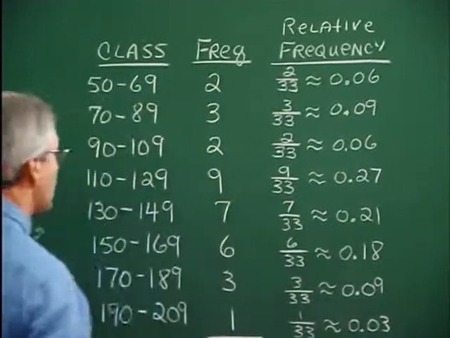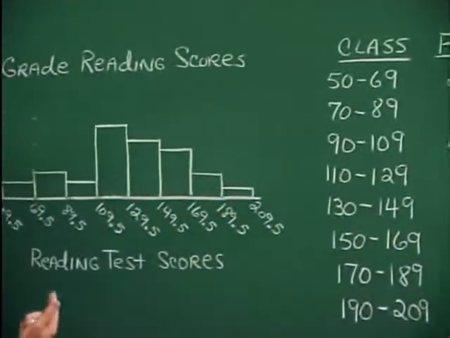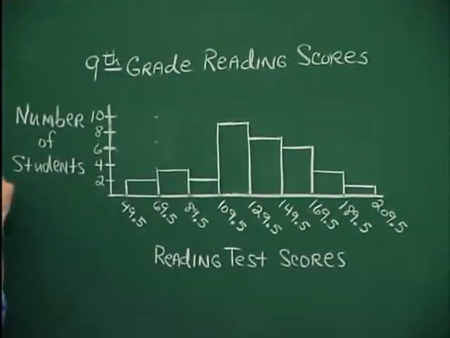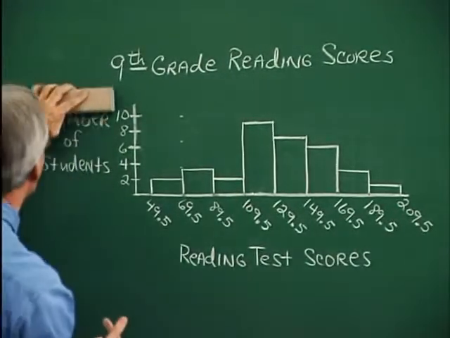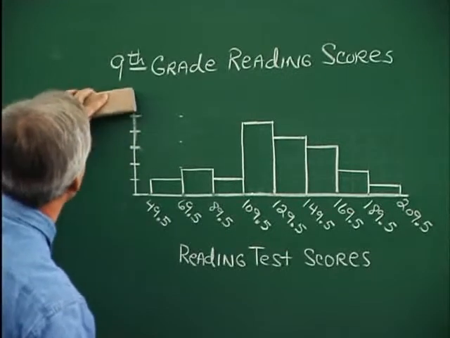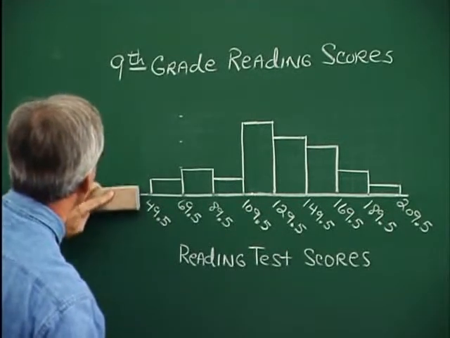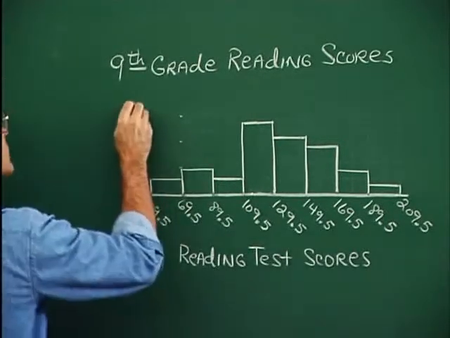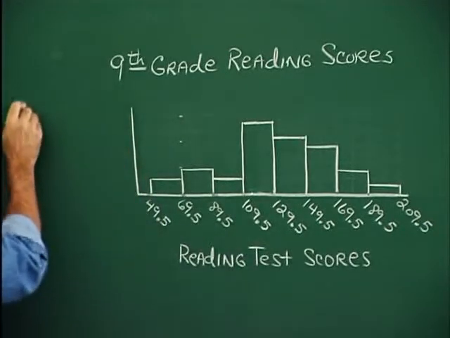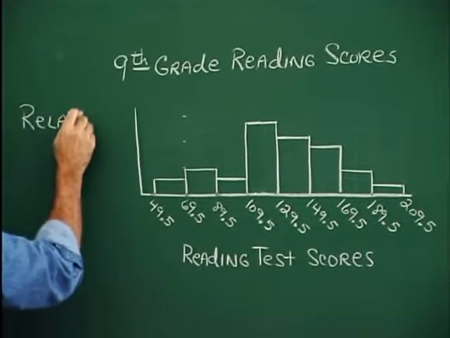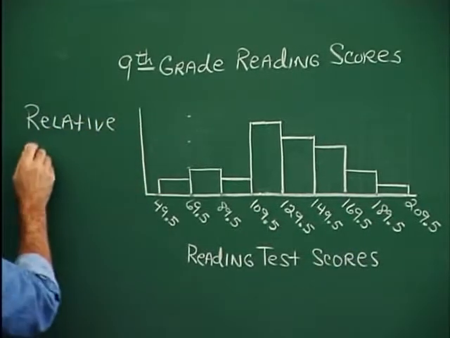Now, here's what that means in terms of what we had before. Let's just slide over here, and here's the graph that we had before. And along this axis, instead of having a number of students, which is a frequency, I'm going to erase this, and we're going to write this axis as a relative frequency.